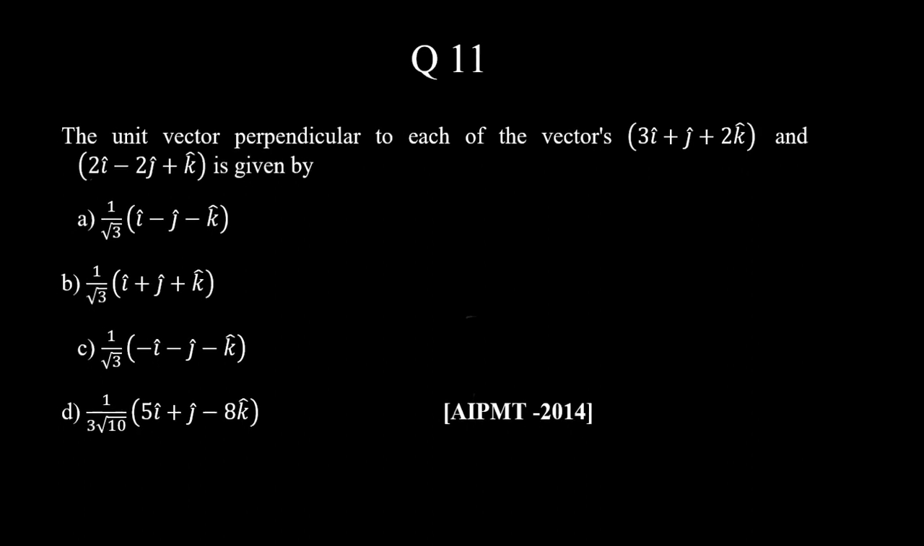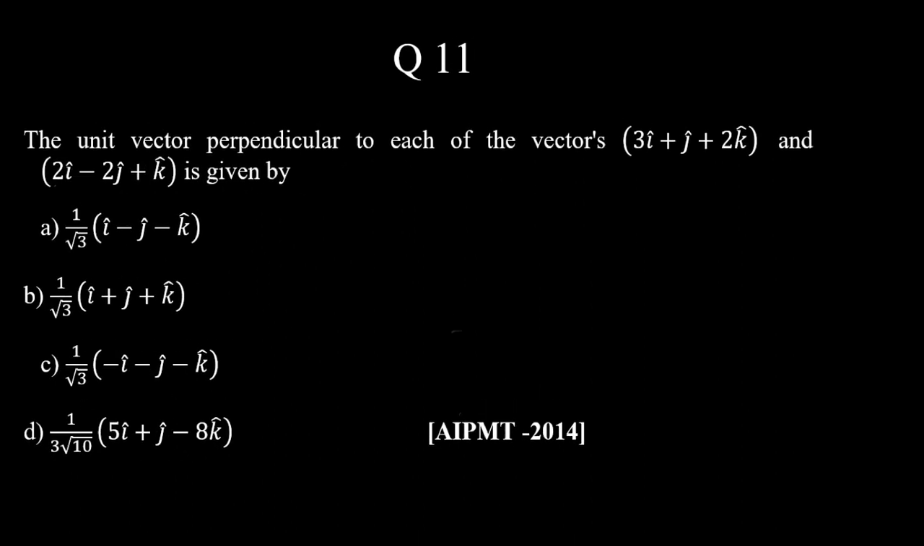So if we solve it in the examination hall, how will you do this? You'll write it as i, j, k. Then we have 3, 1 and 2, right? And we have 2, minus 2 and 1. If we open this, I will have these two. So i into 1 into 1 is 1, 2 into minus 2 is minus 4. So it is 1 minus minus 4, is 1 plus 4, right?